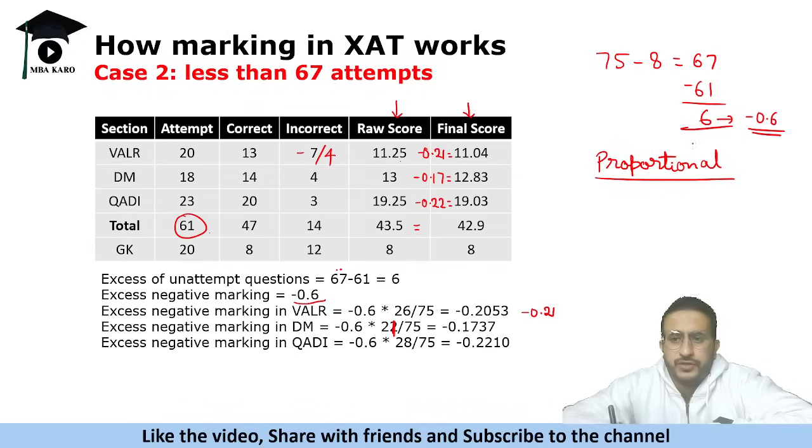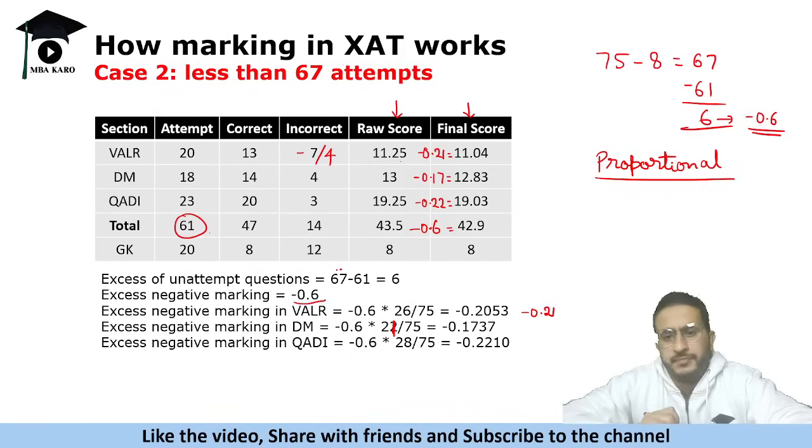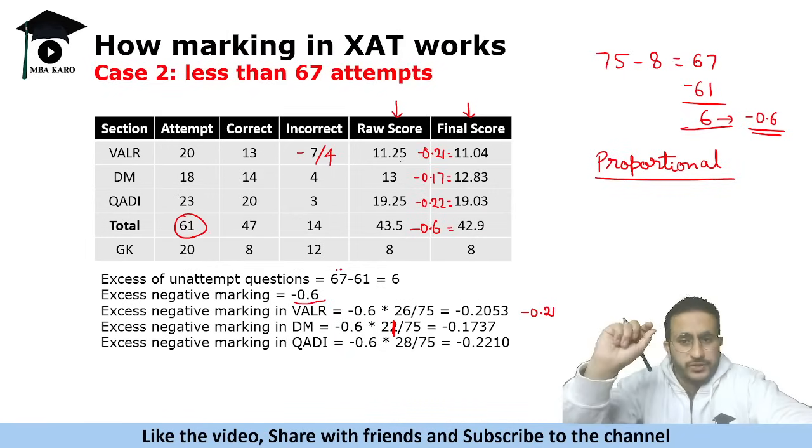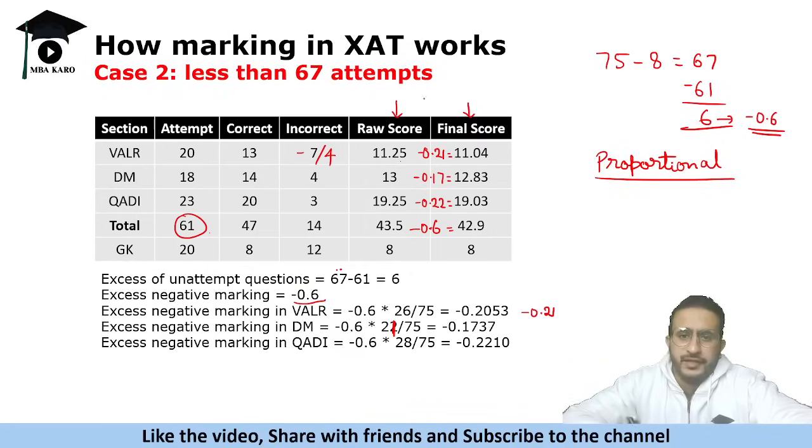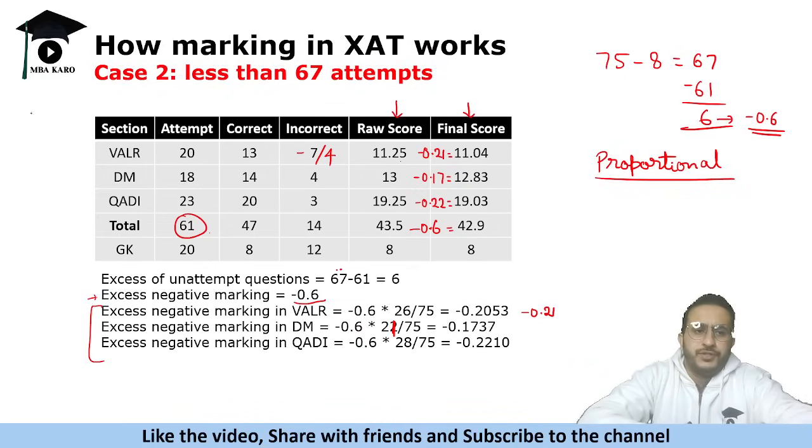Now a person has lost a total of minus 0.6, which results in the final score of 42.9 marks. So this is easy to calculate: how much excess you will lose, and this is how you calculate the marks that you will lose per section. Suppose you attempted 52 questions, right? 52 questions means you will lose minus 1.5.